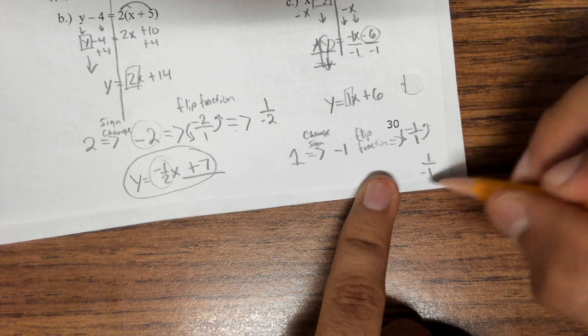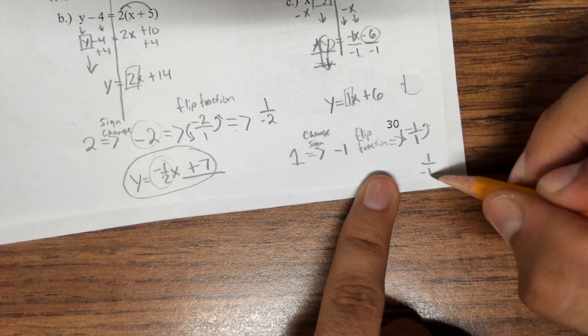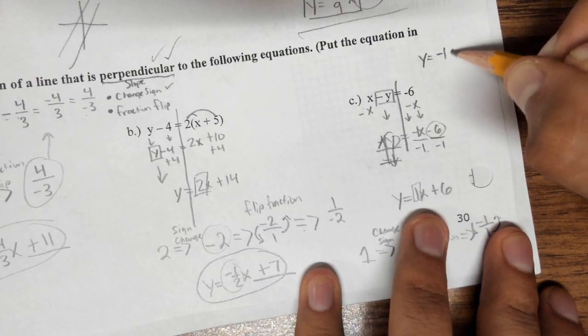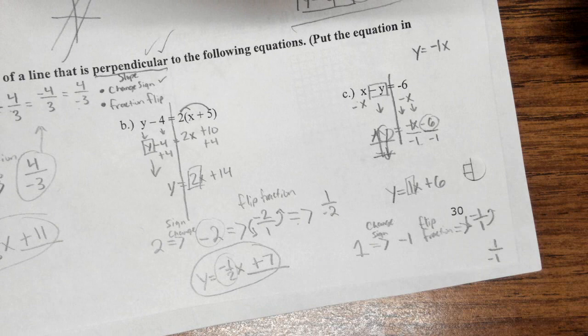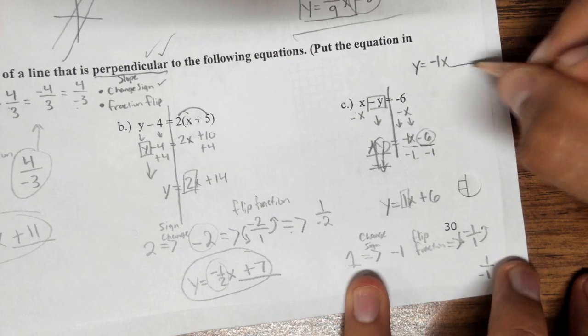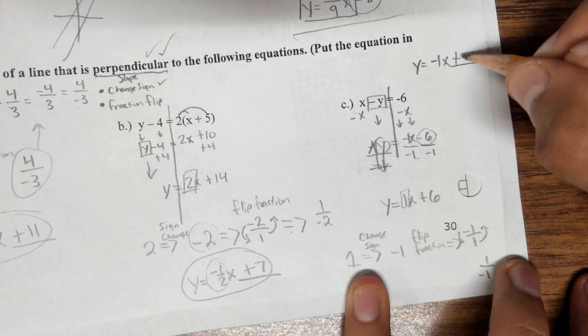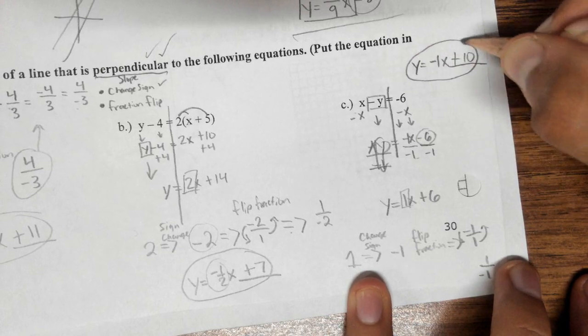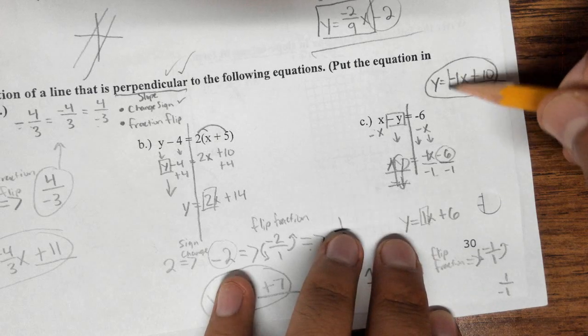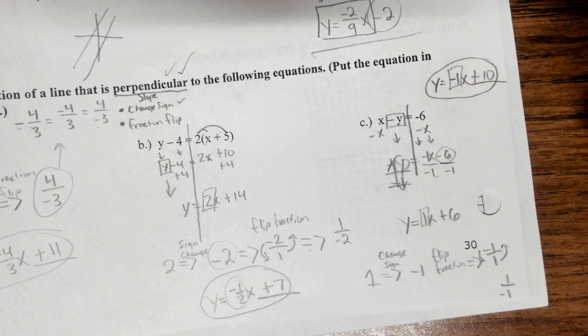In fact, I don't have to write this as a fraction because negative 1 divided by 1 is still just negative 1. So my equation would be y equals negative 1x. If you want to leave it as a fraction, negative 1 over negative 1 is fine. Again, plus or minus whatever you want. Doesn't matter. There's my equation. Again, the thing that we focus on is that. Did you write something that was perpendicular?